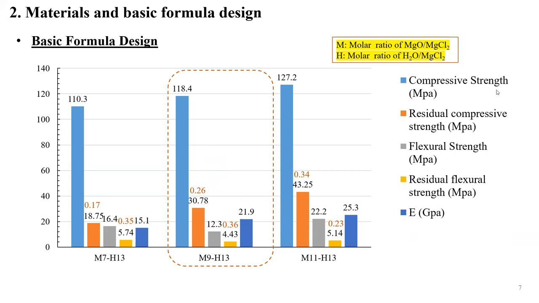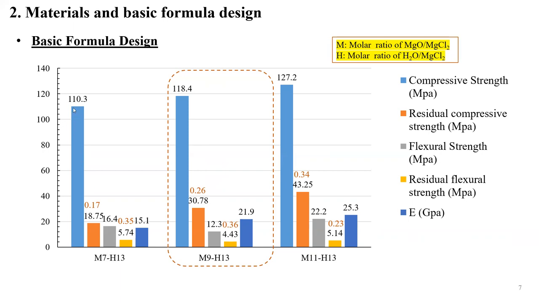And also we test the compressive strength of the MOC. And the orange one is the residual compressive strength, that means after immersing in water for 28 days, the residual compressive strength. And the ratio here is the water resistance coefficient, which is the ratio of the residual strength to the original strength. And then the gray one is the flexural strength. Of course, the yellow one is the residual flexural strength. And E is the Young's modulus. So for these three mix designs, we tested compressive strength, residual compressive strength, flexural strength, residual flexural strength, and the Young's modulus.